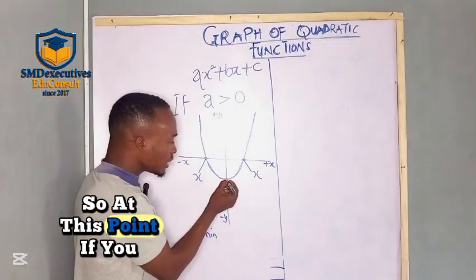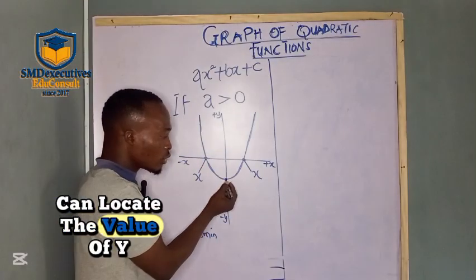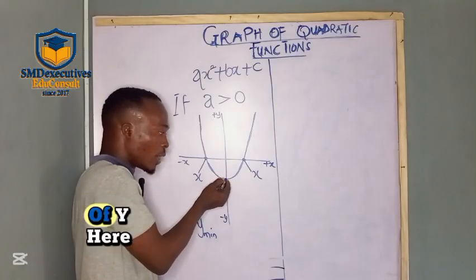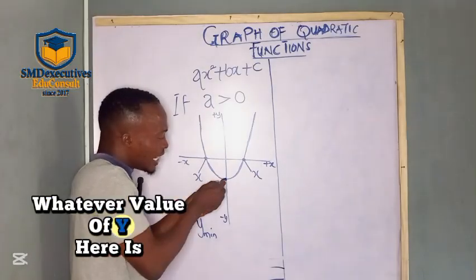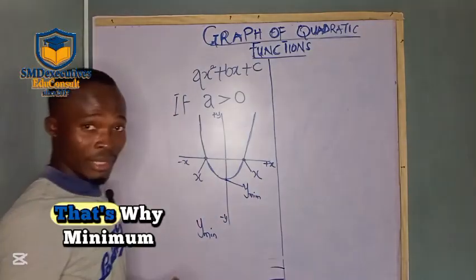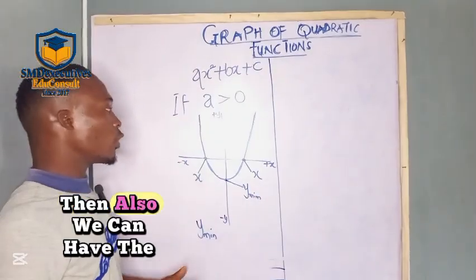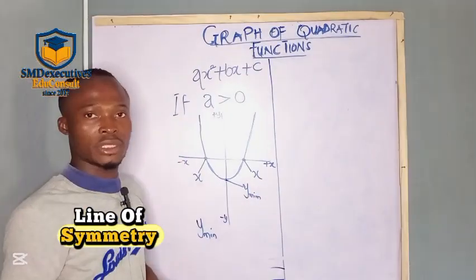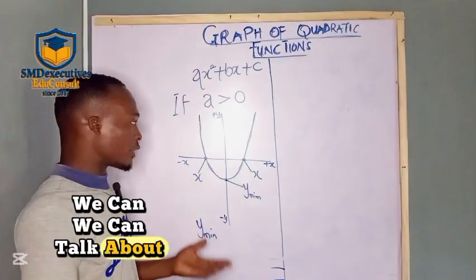At this point, if you can locate the value of y, we can pinpoint the value of y here. Whatever value of y here is called y minimum. Then also we can have the line of symmetry. We can talk about the line of symmetry.